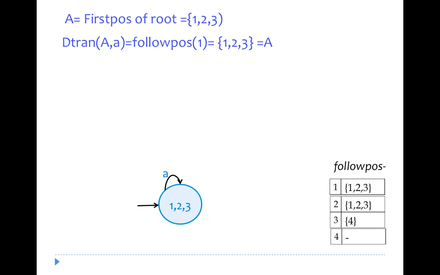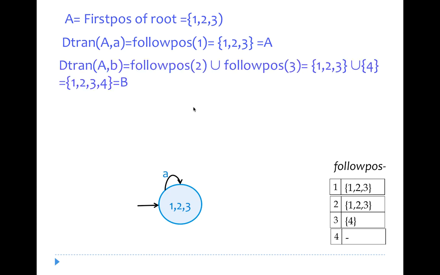Then to this state 1, 2, 3 we will apply b. Now in this, 2 and 3 are the positions for b. Hence we consider follow position of 2 and follow position of 3. Follow position of 2 is 1, 2, 3, and follow position of 3 is 4. So the union of these two makes it 1, 2, 3, 4, which is a different state. We call it B. So with b, it goes to the state B, that is 1, 2, 3, 4.